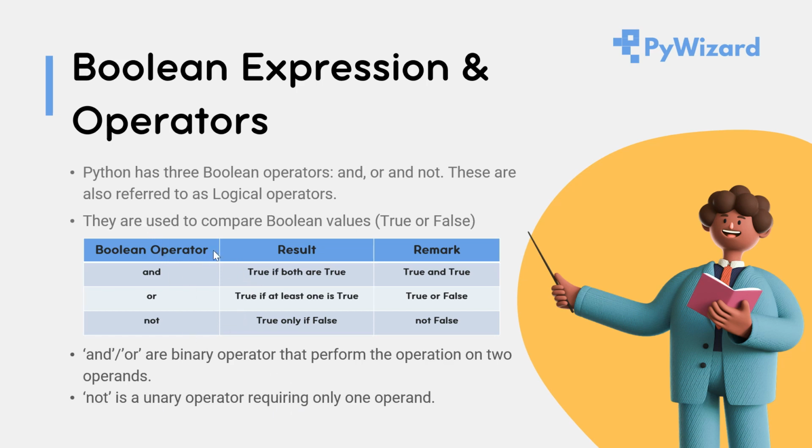Now, what is the logic that is followed? If both the operands evaluate to true, then AND operator would give you true. OR operator gives you true only if at least one is true, and NOT operator gives you true when it is evaluating something that is false.